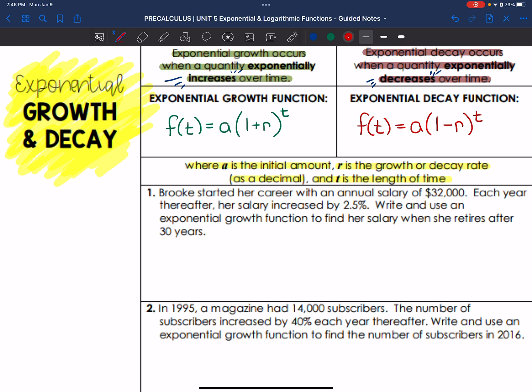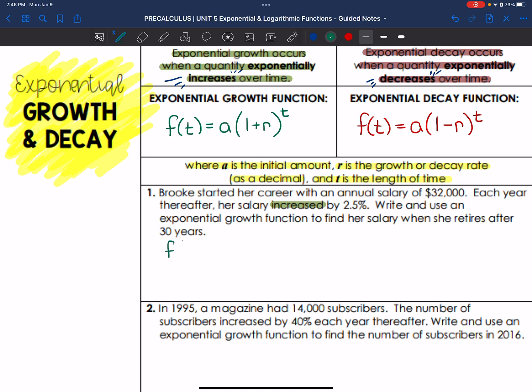Brooke started her career with an annual salary of $32,000. Each year thereafter, her salary increased by 2.5%. Write and use an exponential growth function to find her salary when she retires after 30 years. All right, so are we dealing with exponential growth or decay here? Which one is it? Well, the word that should have stood out to you here is increases. Her salary increased, and therefore we're dealing with an exponential growth model.